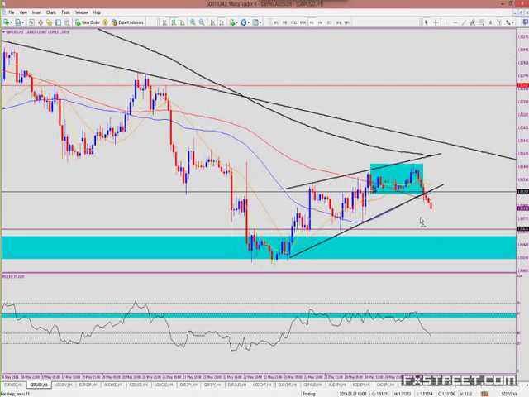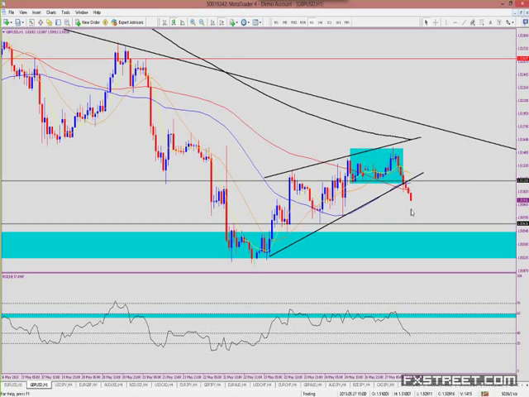Okay, so the pound, again, the US dollar side, GDP this week, non-farm payroll next Friday, and also from the pound side, the Bank of England interest rate policy meeting next Thursday.